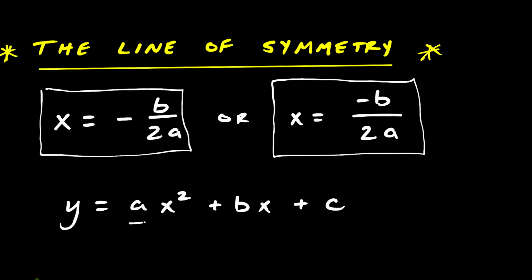So again, you'll always want to get in the standard form, ax squared plus bx plus c, and identify your values. So underneath it, right away, you should always put a equals, b equals, and c equals, whatever they may be.